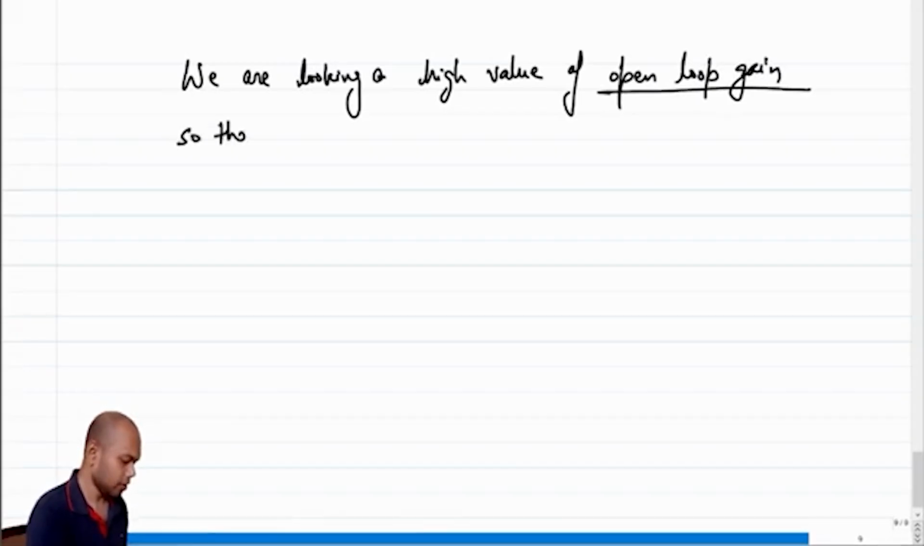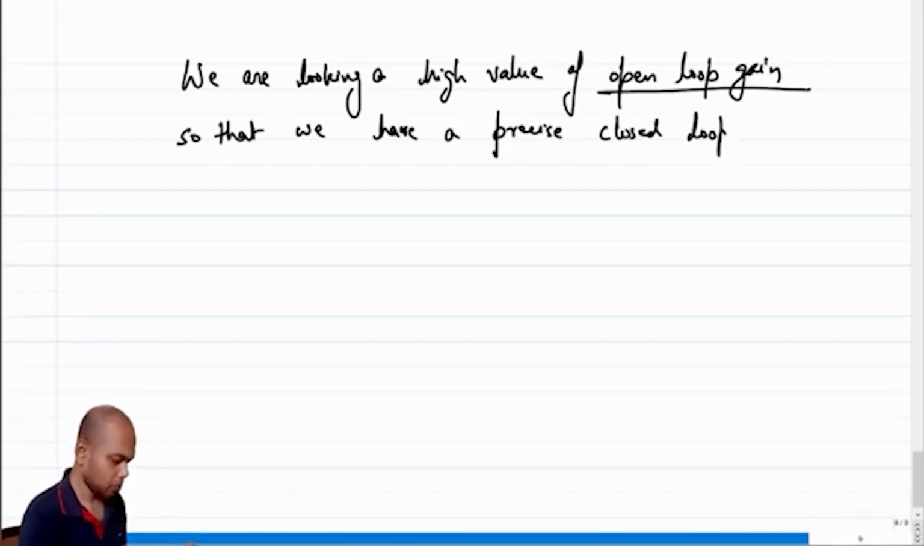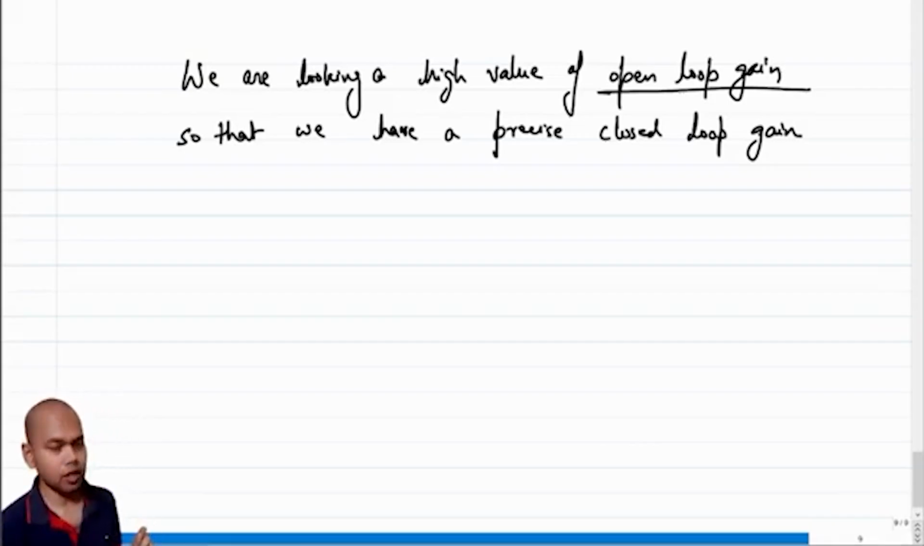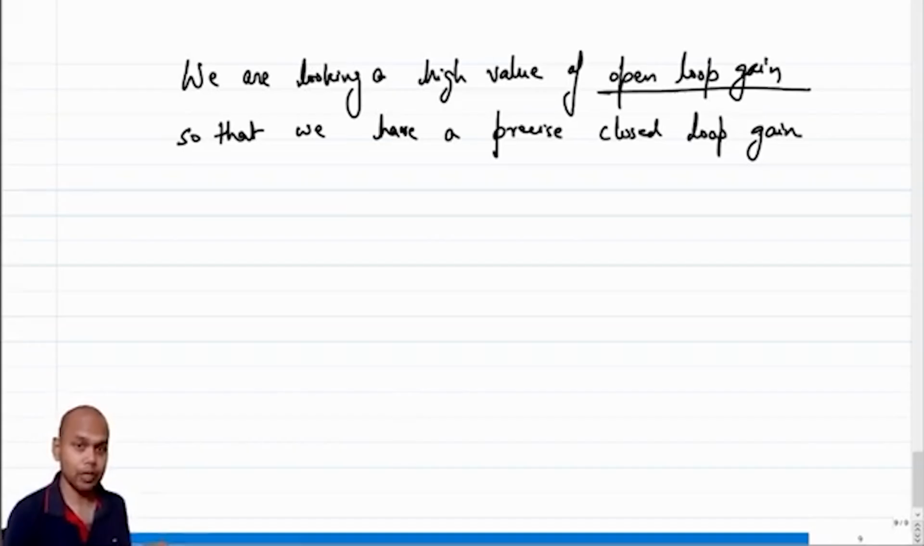so that we have a precise closed loop gain. We are not necessarily looking for a precise value of open loop gain. We are looking for a high value of open loop gain so that we have a precise value of closed loop gain.